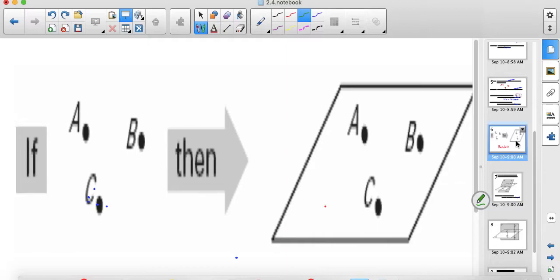One says that if you have 3 non-collinear points, then you have your plane. The other says that if you have a plane, then you have at least 3 non-collinear points. So the order matters. So we're looking at postulates 8 or 9. Here we have the points coming first, then our plane comes second. So the postulate we're looking at then is postulate 8.